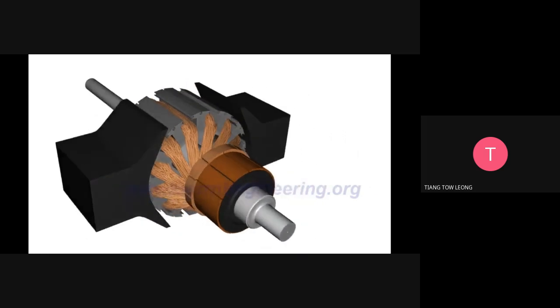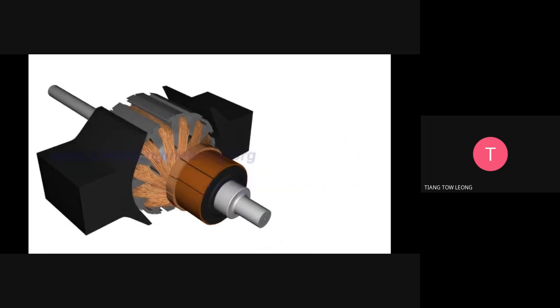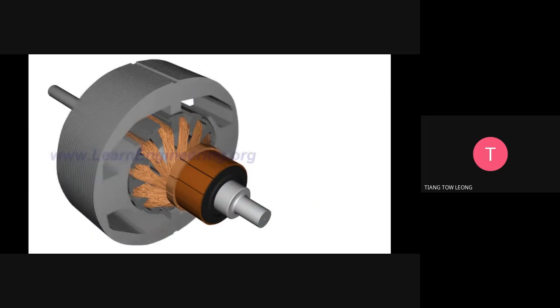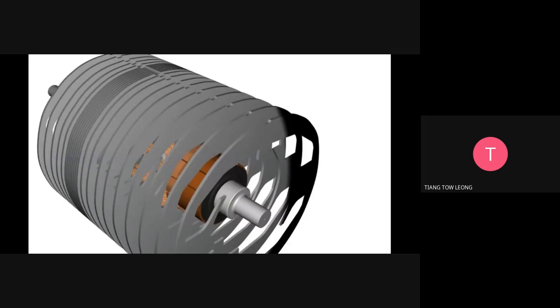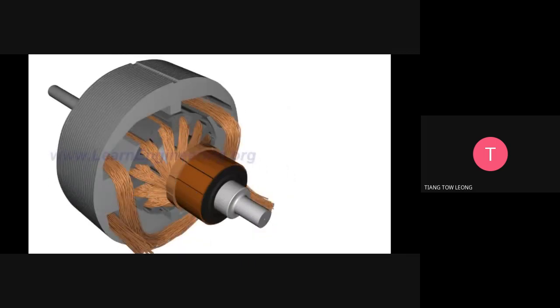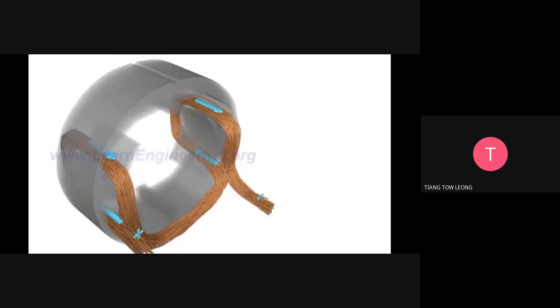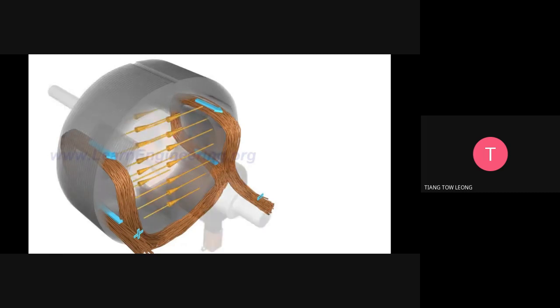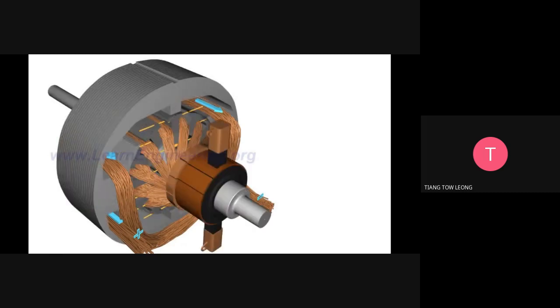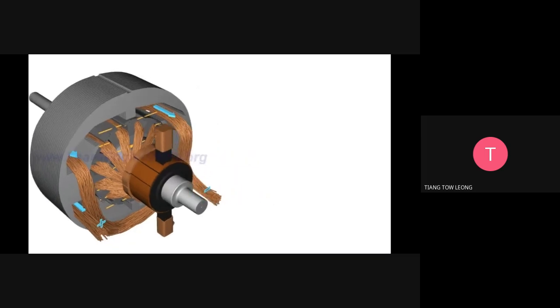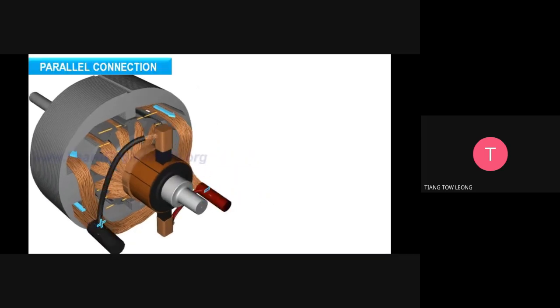A permanent magnet stator pole is used only for very small DC motors. Most often, an electromagnet is used. The field coil of the electromagnet is powered from the same DC source. The field coils can be connected to the rotor windings in two different ways: parallel or series.